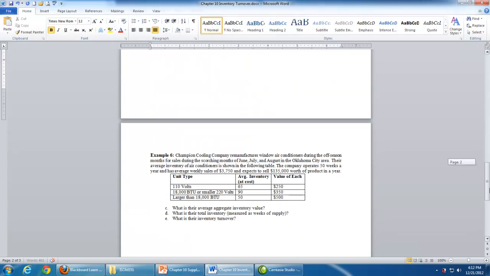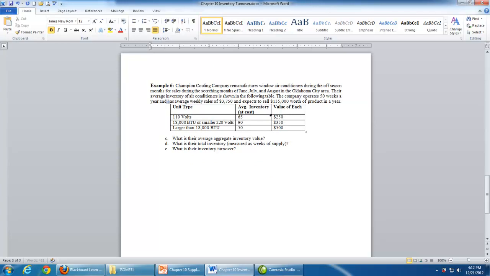Question 6. You have 3 types of inventory. One is 110 volt, with 65 units at 250 each. A different category is 18,000 BTU, 90 units at 350, and larger than 18,000 BTU, 50 units at 550. First, we're going to find out aggregate inventory. Let me change that a little bit to start from part A.